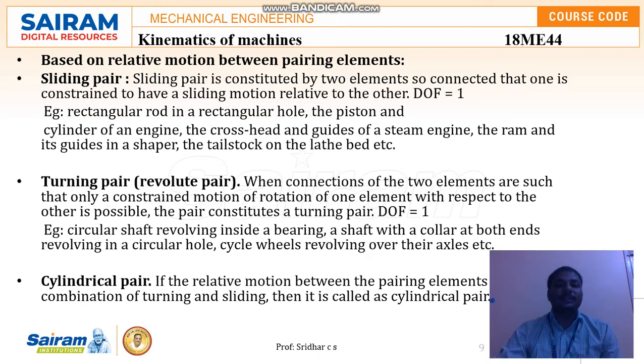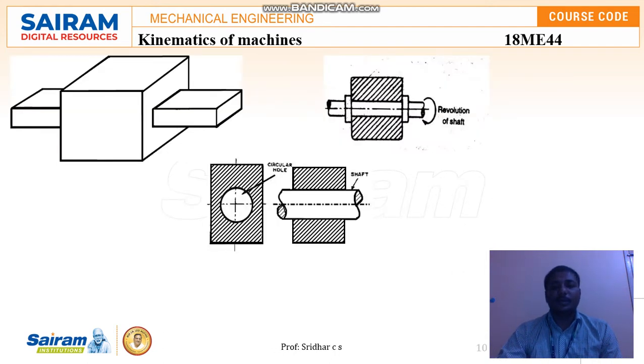For example, in the second diagram you can see the revolution of a shaft. The shaft rotates only about its own axis, and the rotation takes place only about that axis. That is what we call a revolute or turning pair. Here also only the turning motion is generated, and that is the reason we consider it as one degree of freedom.